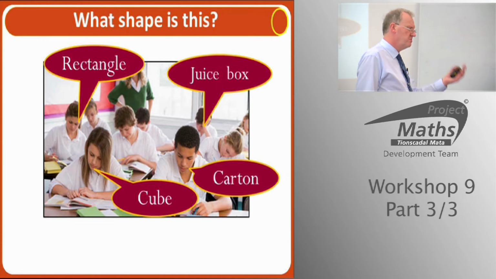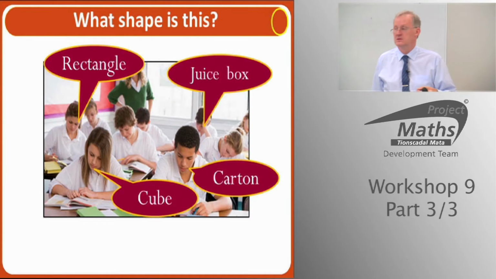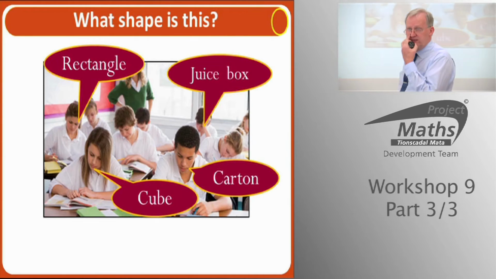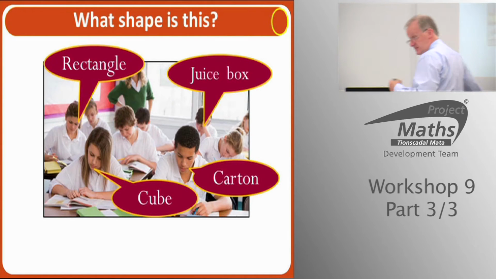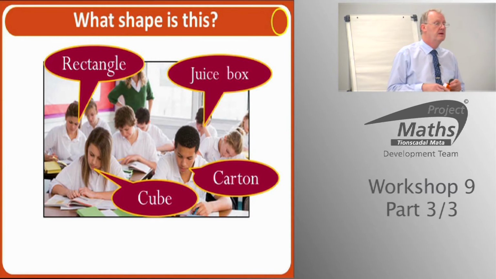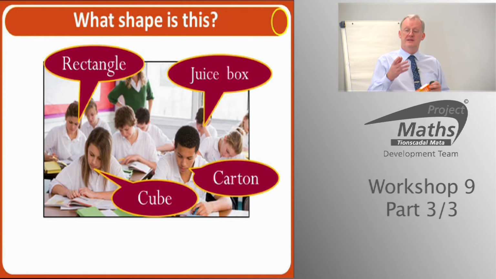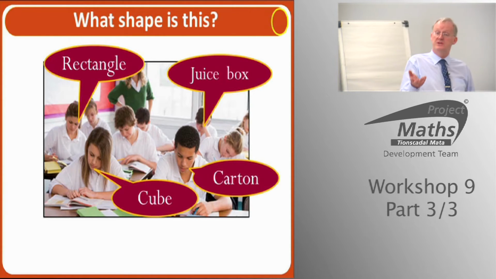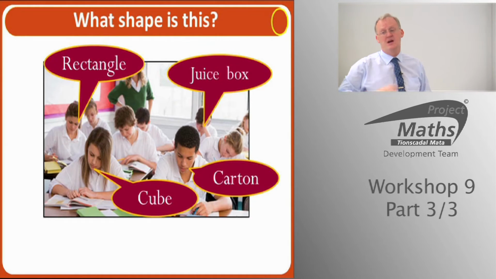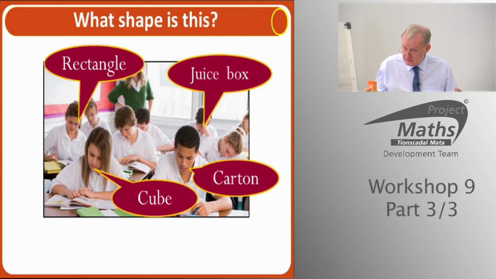Who's wrong? Who's most wrong? Well, rectangle is 2D. All right, so you don't like rectangle because it's 2D and that's a 3D object, and I can kind of agree with you. Cube is wrong because, as you said, it's a cuboid, but at least it's 3D.